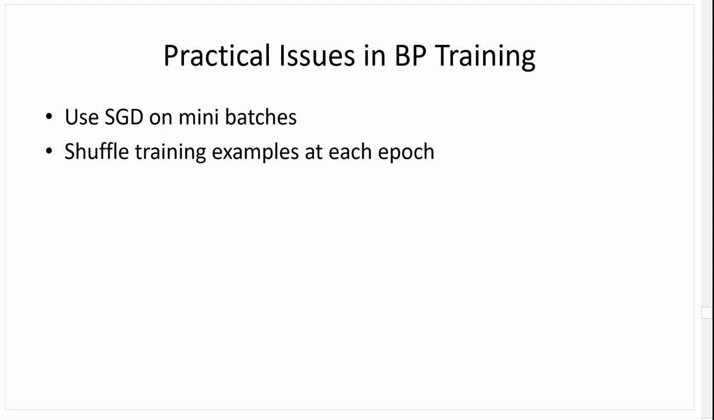Another one is, of course, whether we should be using batch training or SGD or mini batches. And of course, nowadays SGD really stands for mini batches. So typically SGD on mini batches is what we use. And of course, there is a shuffling of examples done at every epoch. That shuffling is important so that the network doesn't see the same pattern of input examples all the time.